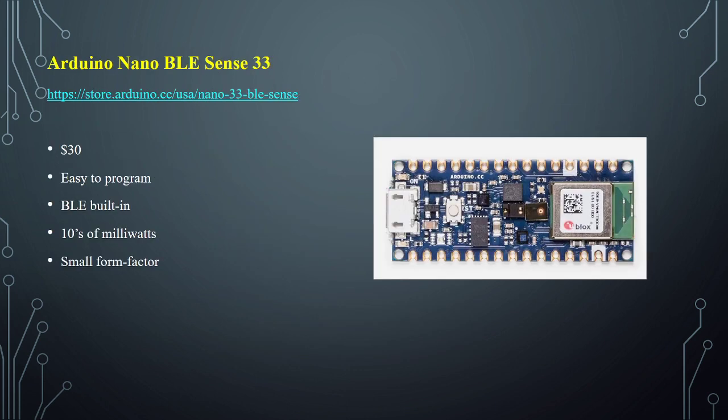The hardware we use for this specific example is an Arduino Nano BLE Sense 33. It only costs $30. It's easy to program. It has Bluetooth Low Energy built in. It's only tens of milliwatts and it's a small form factor.